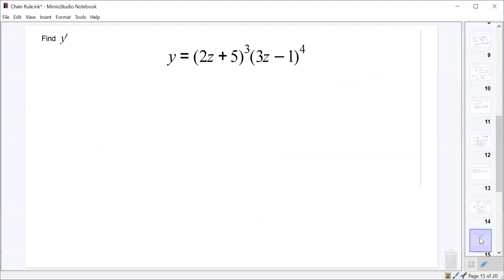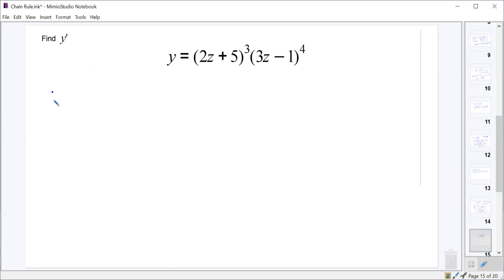Let's take a look at this one. We've got a couple of different things going on here, don't we? What do we have going on? We've got a product of two functions, 2z plus 5 to the 3rd times 3z minus 1 to the 4th. But then each of those we're going to probably need to use the chain rule to find their derivative. So what's the bigger outer rule that we're going to use here? Product rule. Product rule, and then within the product rule, we're going to probably have to use the chain rule.